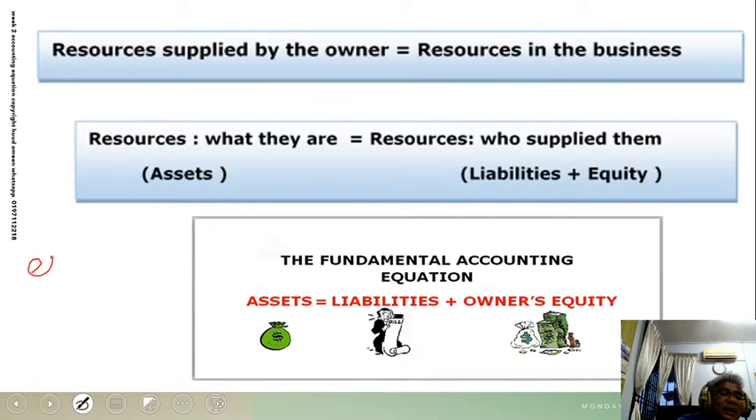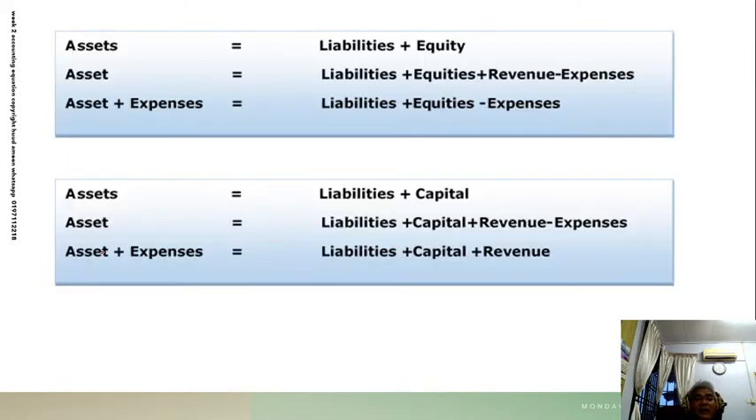Sometimes equity, the well-known term is capital. Okay, equity is equal to capital. You have to write down the formula on your piece of paper. Asset equals liabilities plus equity. Assets equal liabilities plus equity, and this is what we call the first day of business, the start-up.